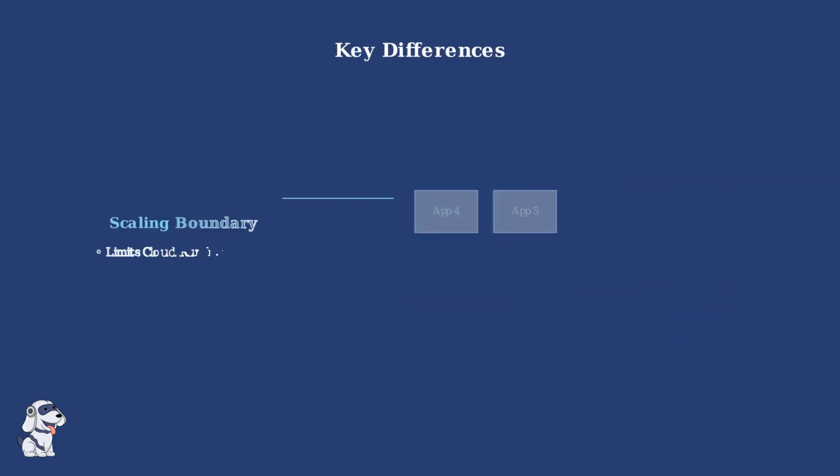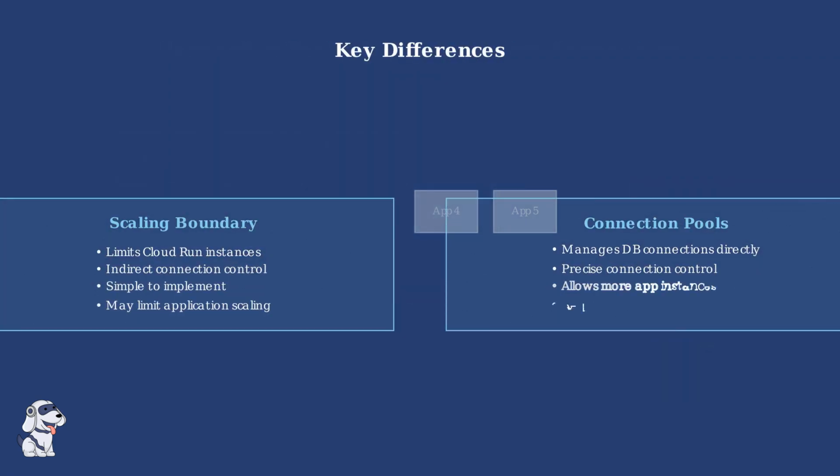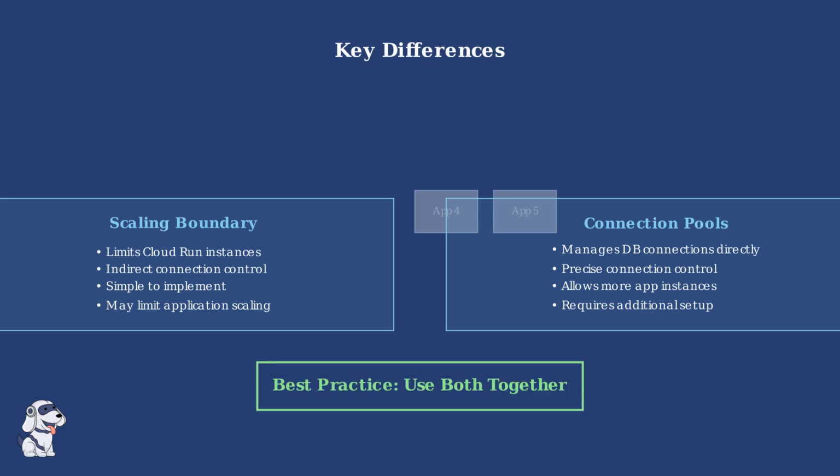Both mechanisms have their advantages. Scaling boundaries are simple to implement, but may limit your application's ability to scale. Connection pools provide more precise control and allow more instances to run, but require additional configuration. The best practice is often to use both mechanisms together. Set a reasonable max instances limit and implement connection pooling for optimal database performance and application scalability.